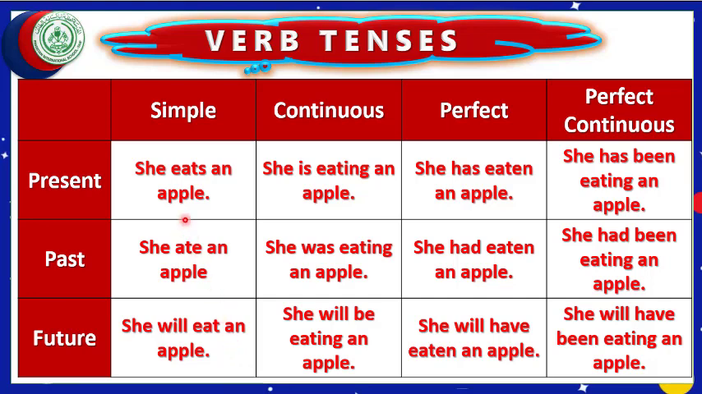For example, in simple, eats changes into ate and will eat. In continuous, it becomes is eating, was eating, will be eating. In perfect, it becomes has eaten, had eaten, will have eaten. In perfect continuous, it becomes has been eating, had been eating, will have been eating. You can memorize it like this, and you can memorize it from left to right also, as you like.